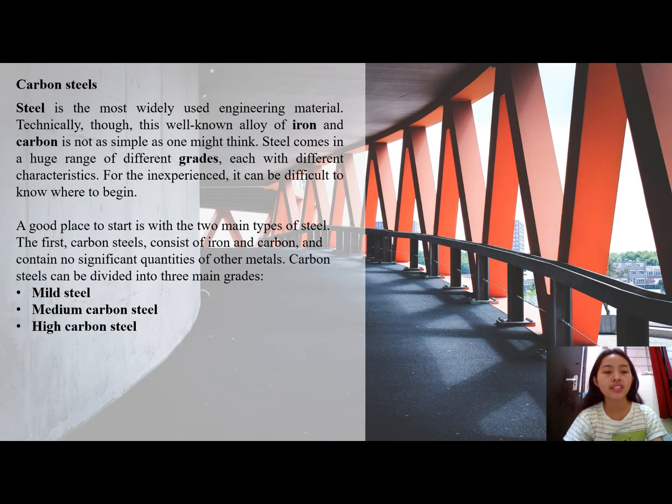1. Mild steel. Mild steel, the most widely used grade, is a low-carbon steel which contains up to approximately 0.3% carbon. 2. Medium carbon steel contains between approximately 0.3% and 0.6% carbon. And 3. High carbon steel contains between approximately 0.6% and 1.4% carbon.